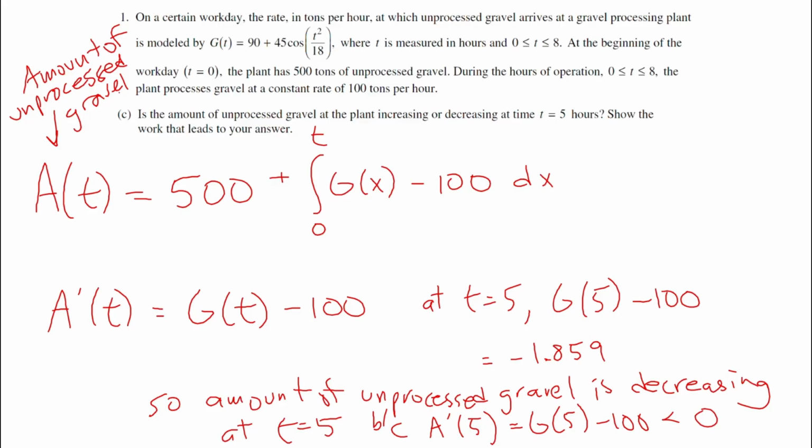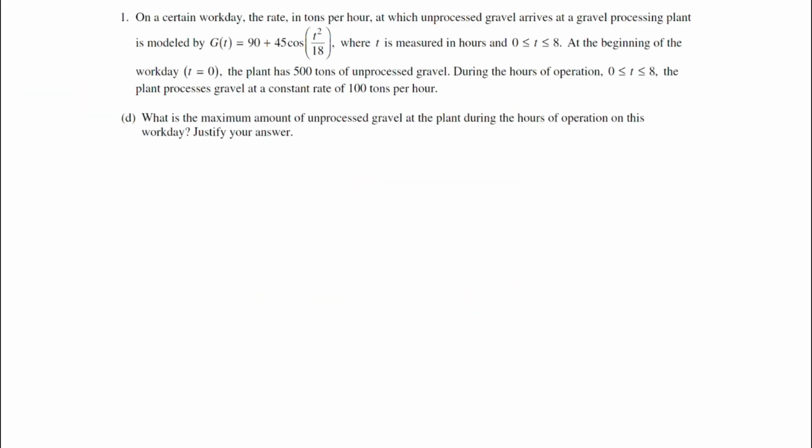And they're going to give you 2 points for this. One, just for any sort of comparison of g of 5 to 100, right, so this over here, and 1 with the answer that it's decreasing because that value, g of 5 minus 100, was negative.